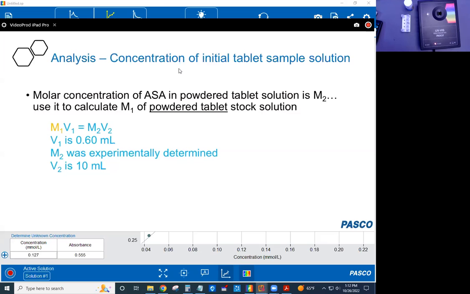First, we need to figure out what was the concentration back here on this first unfiltered aspirin solution. So let's do that math. We've got to figure out concentration 1, M1. Well, we know M2 at V2. M2, we got that from using the spectrometer. That concentration of 0.127 millimolars was the concentration of the second solution that we diluted. And we made 10 milliliters of it. Divide by V1, we added 0.6 milliliters.